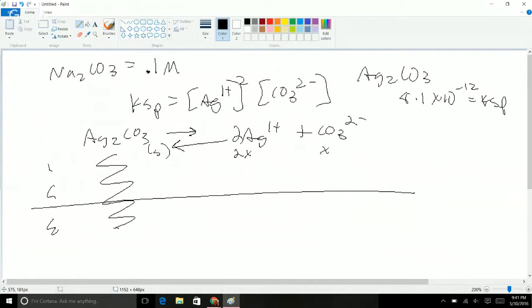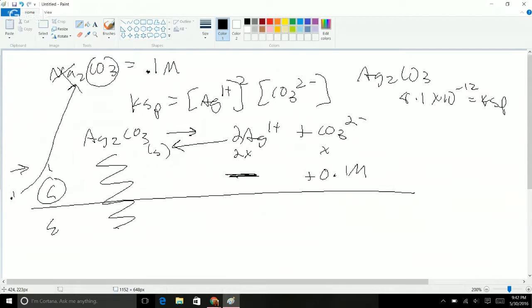Now what I'm saying in this problem is you have a saturated solution. That's my initial. And then you change it, and I'm saying you added 0.1 molar of Na2CO3. Well, the Na part really doesn't matter to us because it's not part of my KSP equation, but the carbonate does. So for every 1 mole of Na2CO3 I put in, I get 1 mole carbonate out, which means I've added 0.1 molar of this. I didn't add any silver, so I don't have to write anything there.